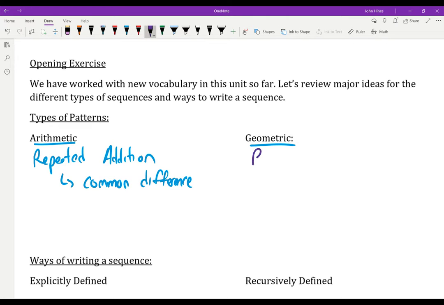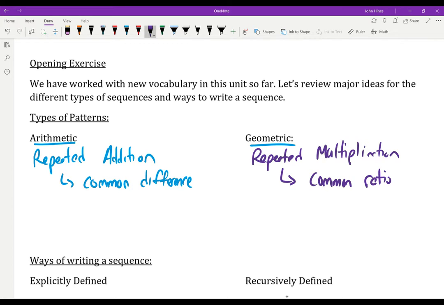Geometric land is all about repeated multiplication. And that has a special number. That's called the common ratio. And how do I figure out a common ratio? I divide the second over the first, the third over the second. I divide two consecutive terms, and that tells me what my multiplier is. Arithmetic sequences are linear in nature, whereas geometric sequences are exponential in nature.